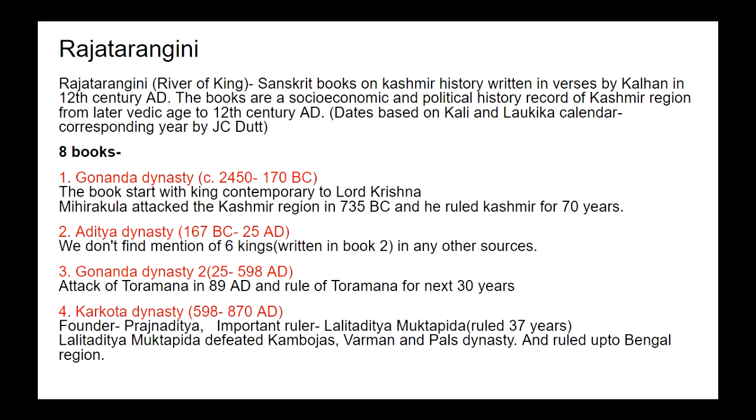The book is a socio-economic and political history record of the Kashmir region from the later Vedic age to the 12th century AD. Kalhana recorded this history based on the Kali and Laukika calendar, and the corresponding years for this calendar were mentioned by the historian J.C. Datta. The Rajatarangini is a collection of 8 books, and in these 8 books he gives descriptions of different dynasties.